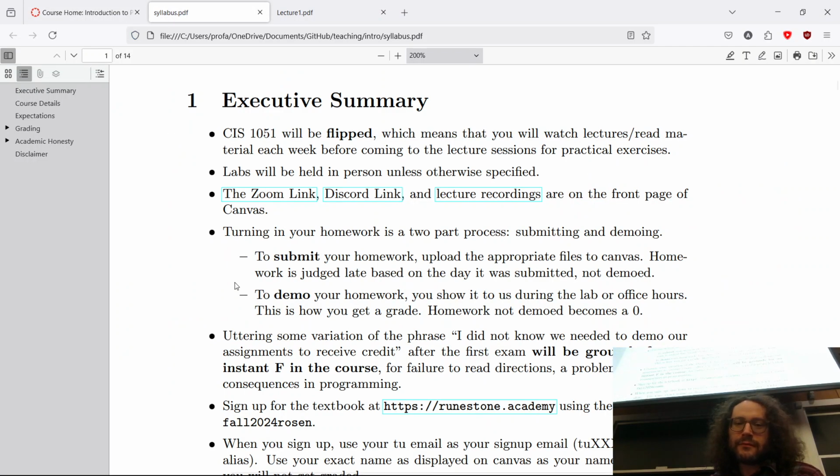All right, so executive summary. As I'll explain in detail, the homework you turn in for this course is a two-step process. The first step is to submit your homework and turn it in. Whether your work is late or not is based off of when you turn it in, but turning it in is not sufficient in itself to get a grade for your homework. I know that seems weird, but there's reasons for my madness over here. And then the second part to actually get your grade is demoing it. You show it to us during lab or during office hours. Us being the TA or me.